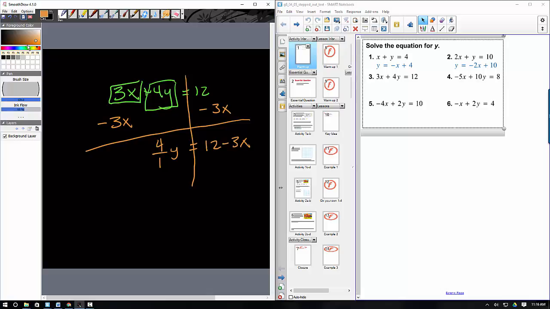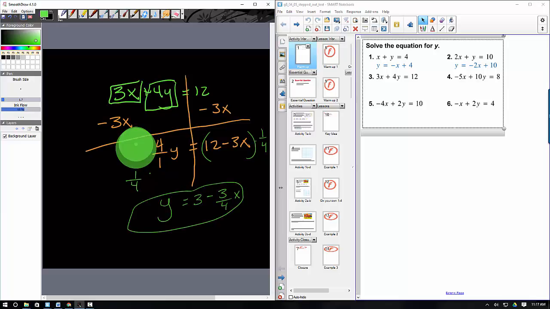And now what I want to do is do that multiplicative inverse to get the y by itself. So I'll multiply this side by 1 over 4, and I'll multiply this side by 1 over 4. Notice I'm actually multiplying the entire side by that. So now I'll have y equals, and I have to distribute. 12 times 1 is 12, divided by 4 is 3. And then I'll have negative 3 times 1 is negative 3 over 4, and that's x.